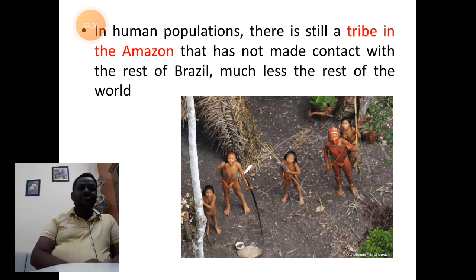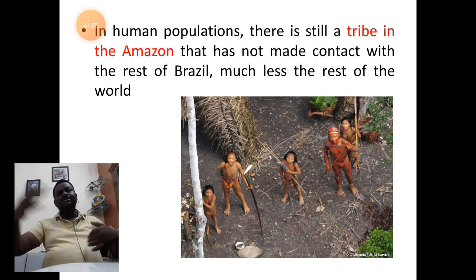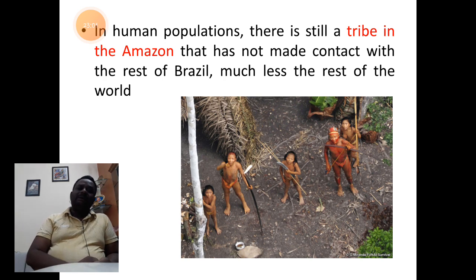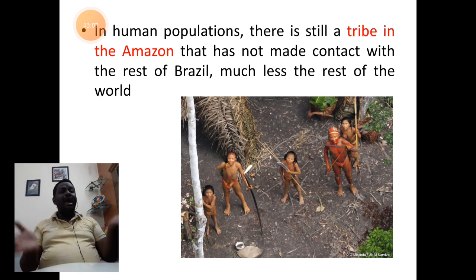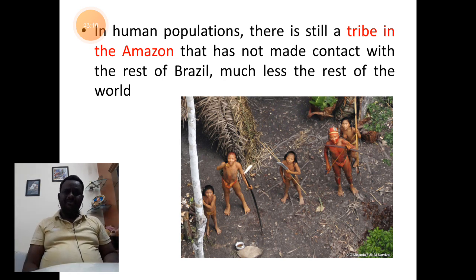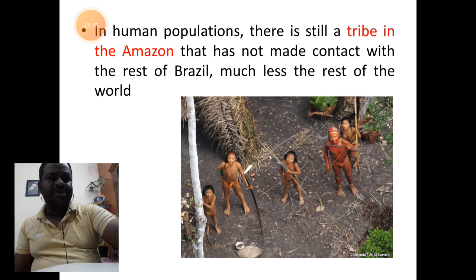There is a human tribe in the Amazon forest that has not made any contact with the Brazilian population till today. Down in the picture we can see these tribes. They tend to have a total separation from the Brazilian individuals, and they tend to develop new characters. So it is another example of geographical isolation.